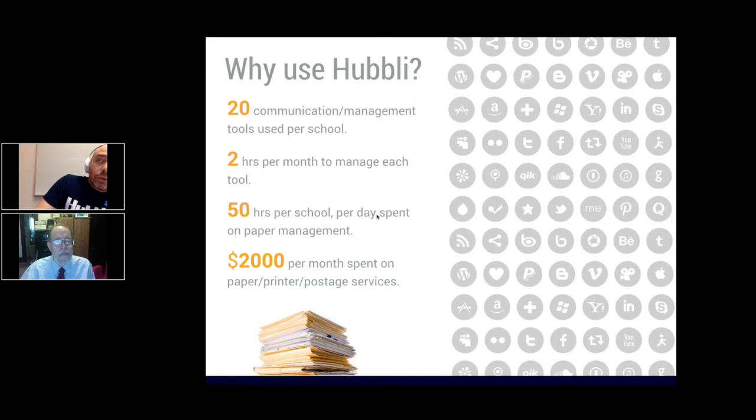If I could go through, as I mentioned, why does Hubly exist? Because on average there are 20 different communication tools used by each school, and there's still a lot of paper being used, and this is a lot of time. Each one of those tools usually takes 2 hours per month to manage because they all have their own database. So you've got 20 different databases to manually update every time parents change their email address. It's just a lot of time, and then also a lot of paper.